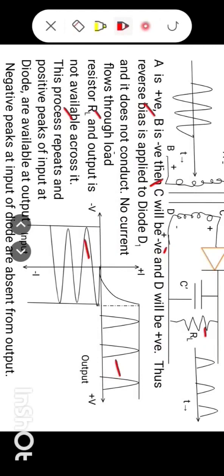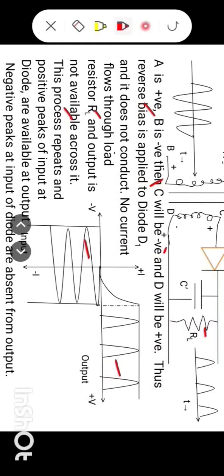Now input of diode and input of primary. The voltage across secondary is input of diode and voltage across primary is input of transformer. Now both are 180 degree out of phase as we know in transformer. So the primary and secondary voltages are 180 degree out of phase.